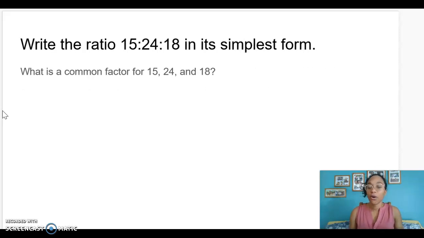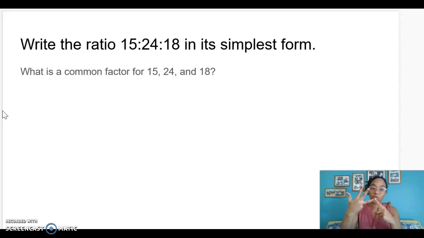Now let's look at the ratio of 15 to 24 to 18 in the simplest form. Once again, let's start with the smallest number, which is 15. And let's do the rainbow method to find the factors of 15. 1 times 15 and 3 times 5. Because we've done the rainbow method working outside to in, we know we finished finding all the factors. So the factors of 15 are 1, 3, 5, and 15.